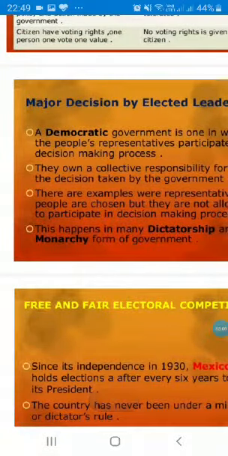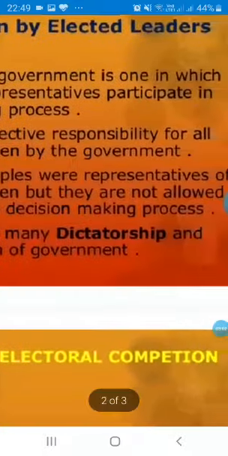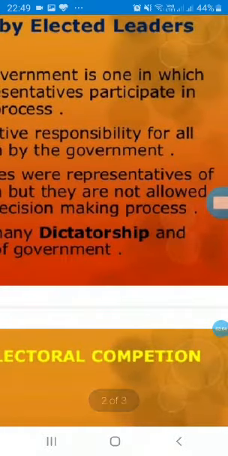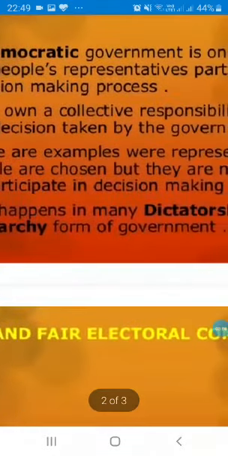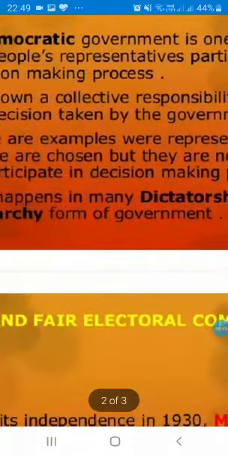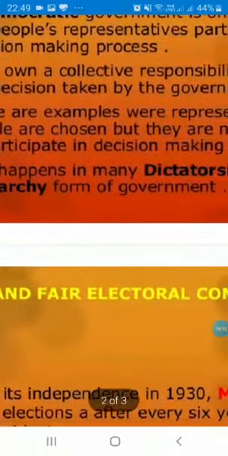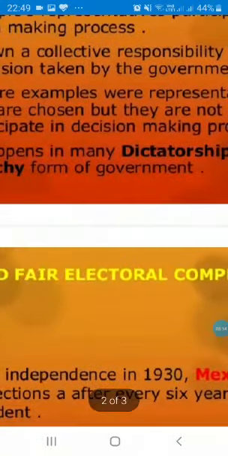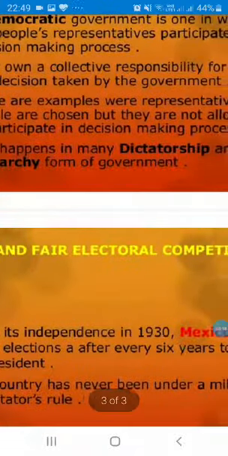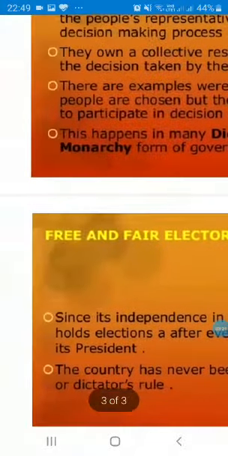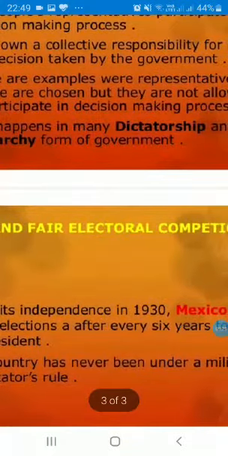There are examples where representatives of people are chosen, but they are not allowed to participate in the decision-making process. This happens in many dictatorships and monarchies.